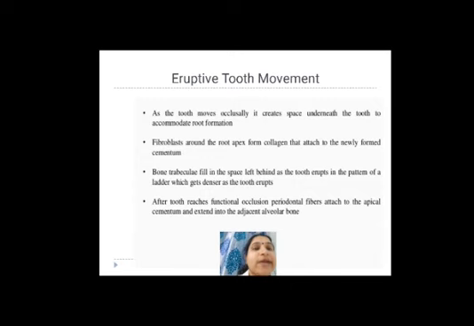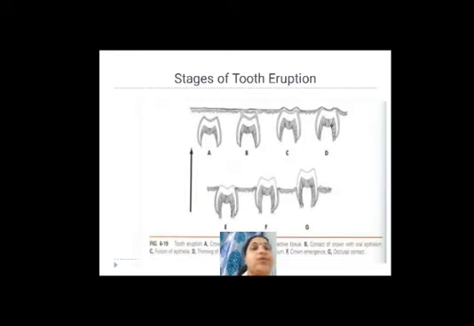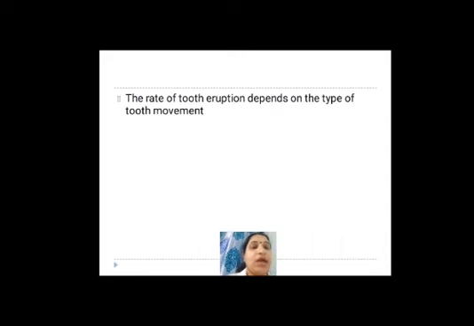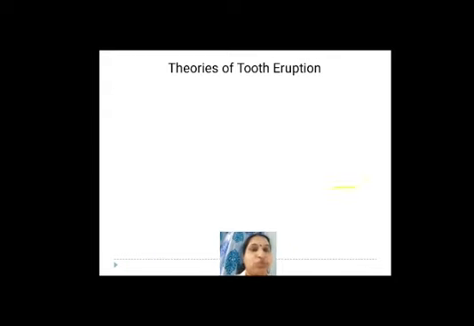The bony trabeculae which are left behind as the tooth erupts, in the pattern of a ladder, will get denser as the tooth erupts, and after the tooth reaches the final occlusal position, the periodontal fibers get attached to the apical cementum and also extend into the adjacent alveolar bone. So these are the different stages which you can see during the eruption of tooth, and the rate of tooth eruption depends upon the type of tooth movement.